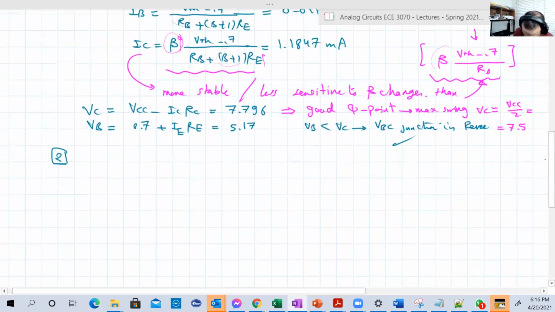For the AC part, let's do the AC analysis. Number 1, capacitors short. Number 2, DC sources cancelled.